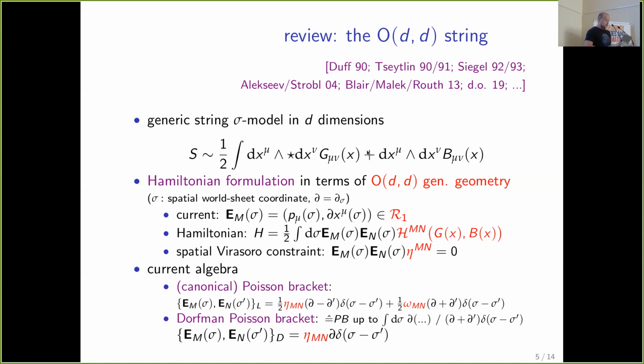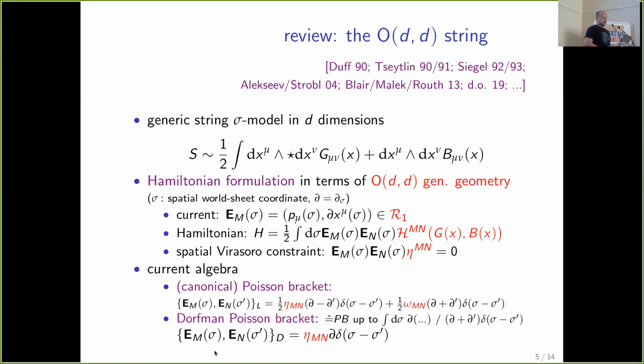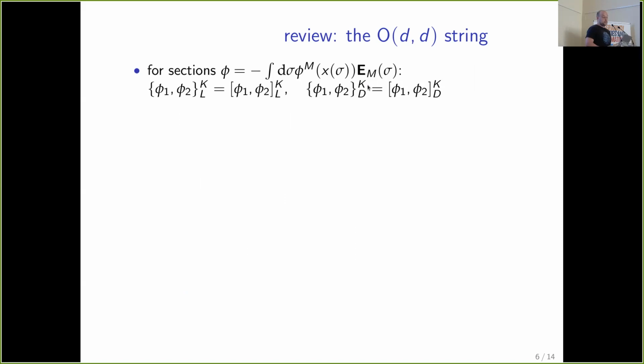Okay, so we now have a Hamiltonian formulation which is defined in terms of objects of only generalized geometry. Let me give some comments on that. If we look at objects which are functions on the phase space, contractions of functions phi m of x with these currents, and look at the Poisson brackets of these sections, then we see that, if we use this bracket, we just reproduce the generalized Lie derivative on the phase space of the string.